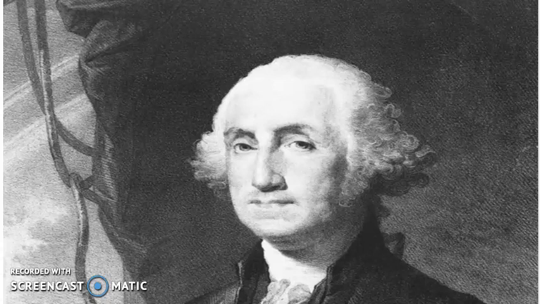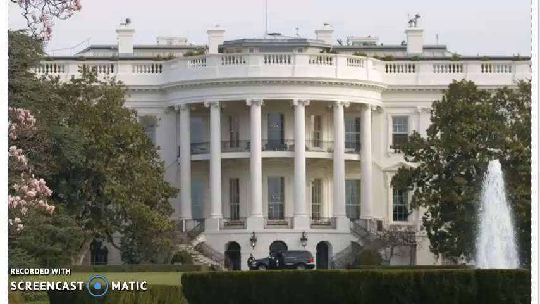I wonder who is the president now? Spot on, Donald Trump. Donald Trump is the current president of the United States, and he lives in the White House. This is the picture of the White House, which is in Washington, D.C. You're also going to see other pictures of the U.S. Capitol building and the Washington Monument.